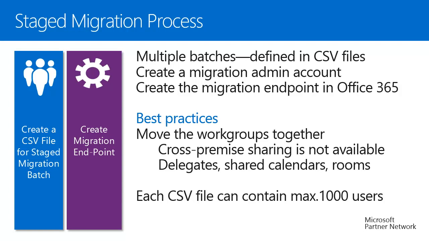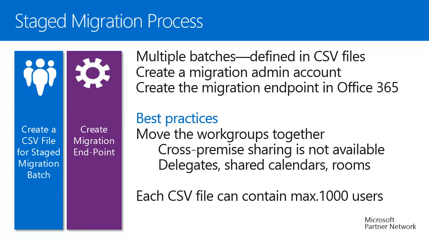And similar to the IMAP migration, we define here the groups of the users by creating CSV files. These CSV files contain the name of the actual user accounts. Also highly recommended to create a dedicated migration administrator account, and again you need to give permission to that administrator account. And when you are ready, you can create the migration endpoint by entering the connection details to your server, including the migration administrator account name and the server name.